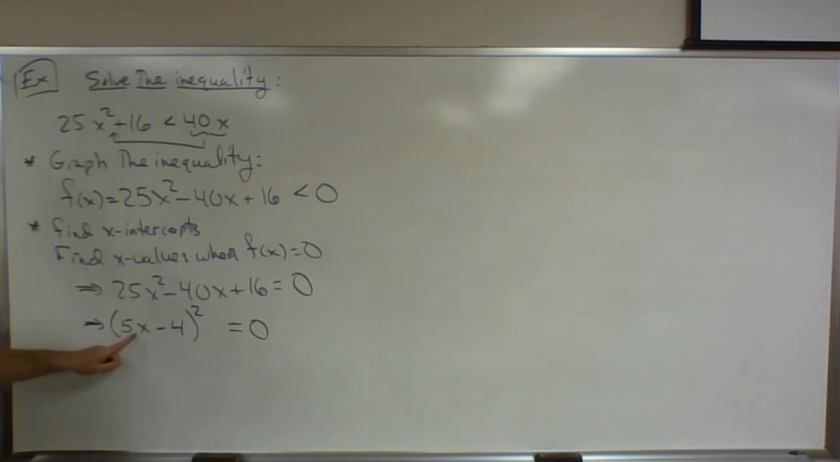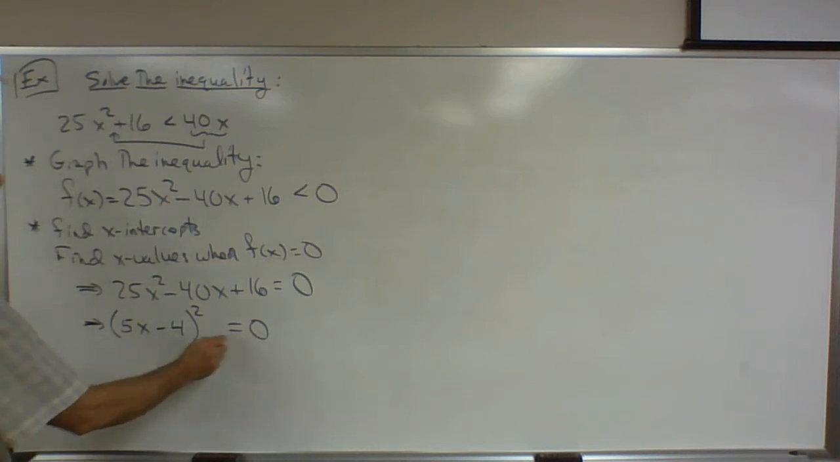Let's see. If I take the first thing and square it, I get 25x squared. If I take the second thing and square it, I get plus 16. And if I take the first times the second, which is negative 20x, and I double it, I get negative 40x. Yep, that's exactly what this thing is. It's this thing squared. Son of a gun.